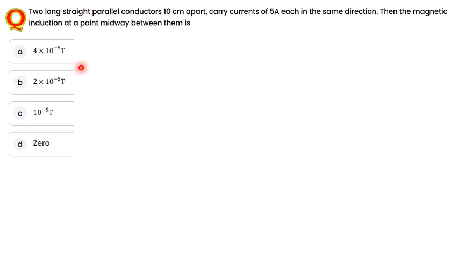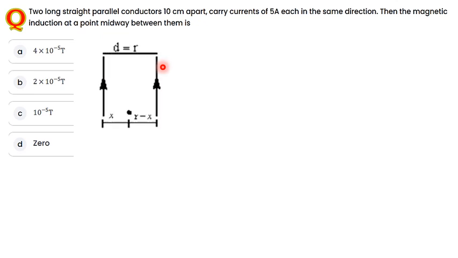The next problem here is similar to the previous problem, but with one important concept. You just try to understand this one. Two long straight parallel conductors, and the distance they have given is 10 centimeter apart. In the previous one they had given only 8 centimeter, but this time they have given 10 centimeter. Each carries a current of 5 ampere. See, both conductors have the same current, and each is in the same direction. Then the magnetic induction at the midpoint.